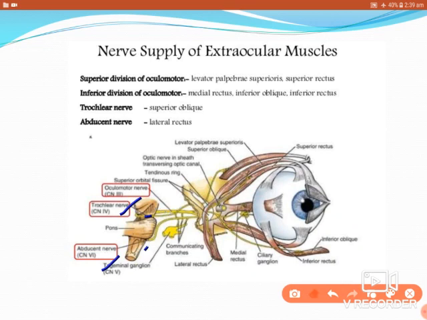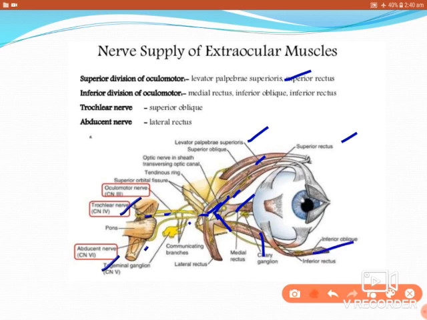See, this oculomotor divides into inferior and superior divisions. The superior division of the oculomotor supplies the superior rectus, and the levator palpebrae superioris. The inferior division supplies the medial rectus, the inferior rectus and the inferior oblique.